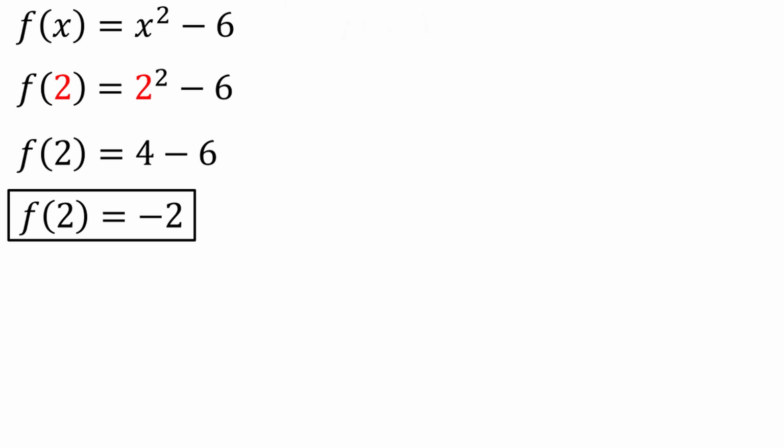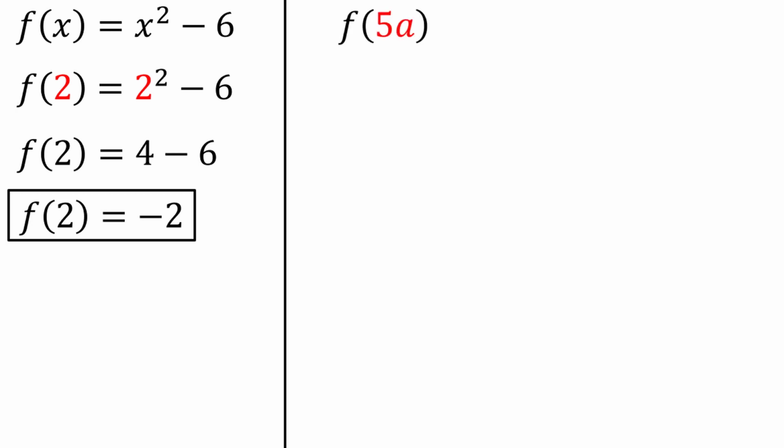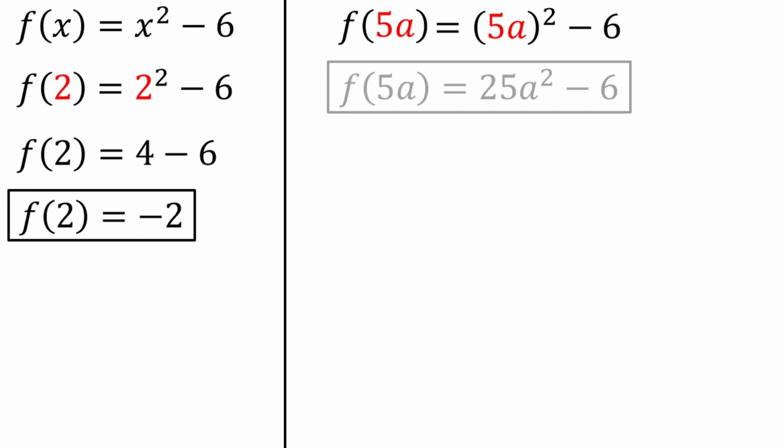So we could find f of 5a. This just means anywhere you see an x, put in 5a. We have f of 5a is equal to (5a) in parentheses squared minus 6. Since the square is around both the 5 and the a, they need to each be squared. We have f of 5a is equal to 25a squared minus 6.